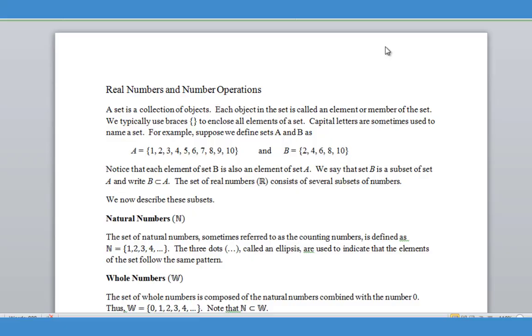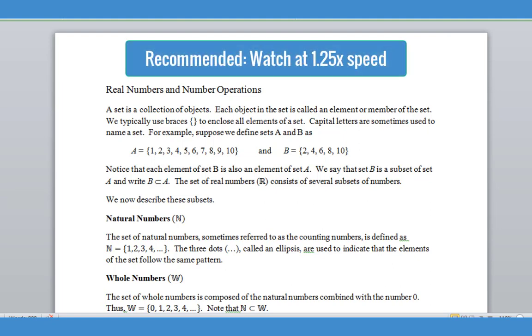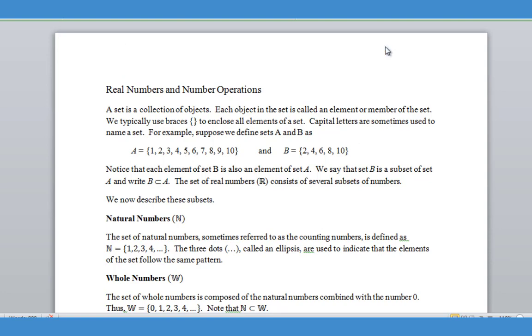Welcome to the first lesson in Algebra 2. We're going to start with a review in real numbers and number operations. Now, this is material you probably learned back in Algebra 1 and probably as far back as pre-algebra. What we intend to do in this lesson is to formalize some of the things that you probably learned as properties and various things of that nature.